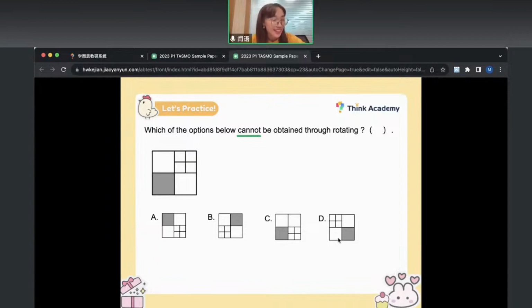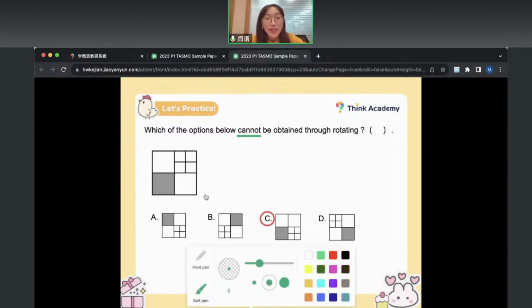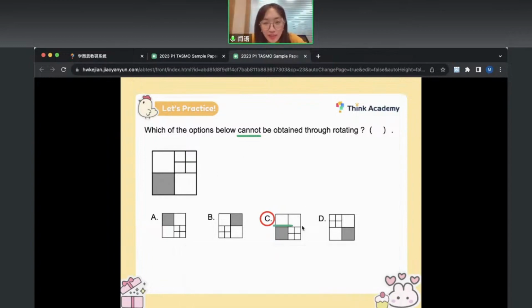看一下哪一个是不可以的。Oh, so fast. Okay, I see. Some students answer so fast. Okay, great. So now you see it must be C. Why? Because here you see originally for the shaded part and for the cross part, they are opposite to each other, right? So how can they be next to each other?